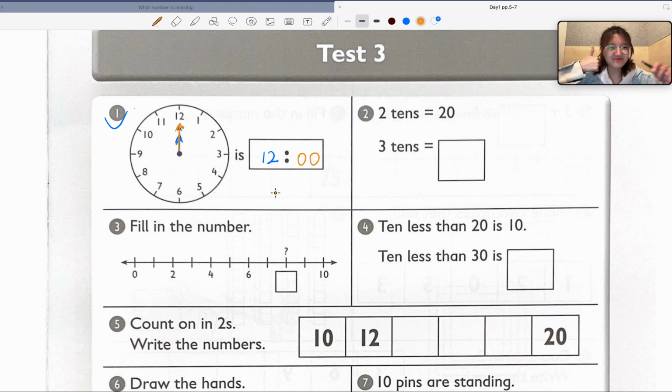Make sense, everyone? Okay, congratulations on finishing day 1's practice. Keep doing that, okay? I'm looking forward to your practice of day 2 as well.